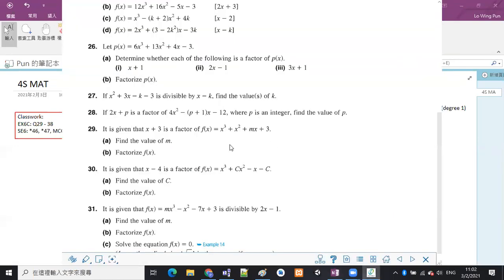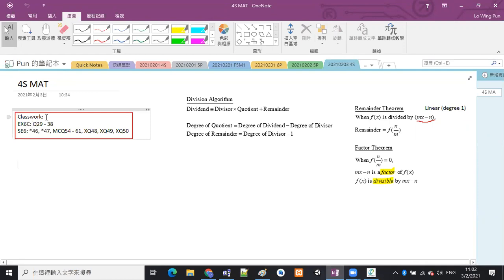So I'm not going to give you time to do exercise 6C because I think all of them are actually quite standard. No special techniques, no tricky place. Okay, but I have selected some questions from the supplementary exercise 6 to do with you. Okay, so that is 46, 47. So these two will be a little bit higher order thinking. Okay, so need to learn some special techniques.